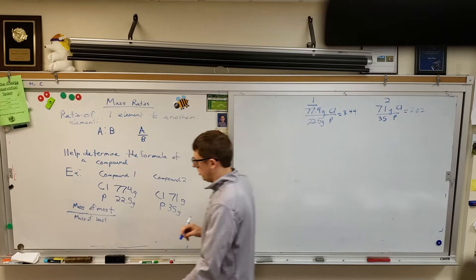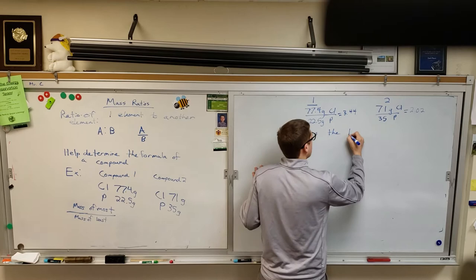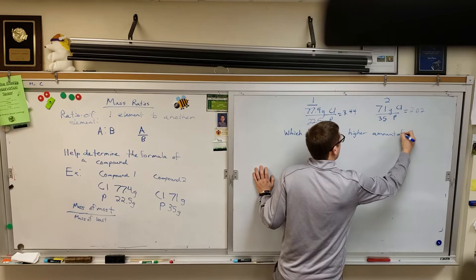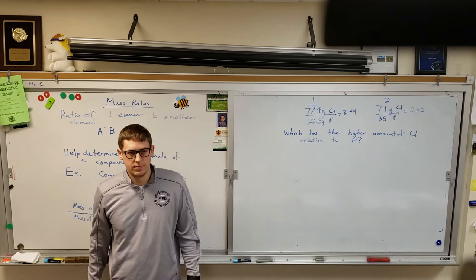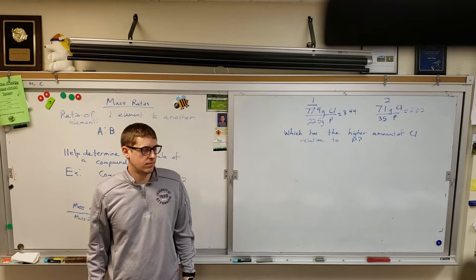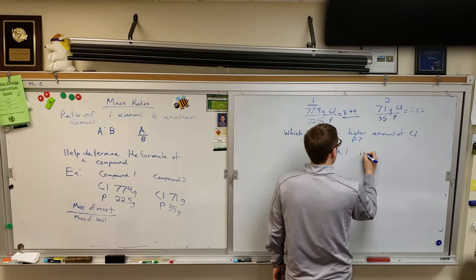So with just this in mind, I can first ask, which has the higher amount of Cl relative to phosphorus? And what would you guys tell me? Why? Because the ratio is higher. Yeah, right? We see a higher ratio here. So compound one is higher because of the higher ratio.